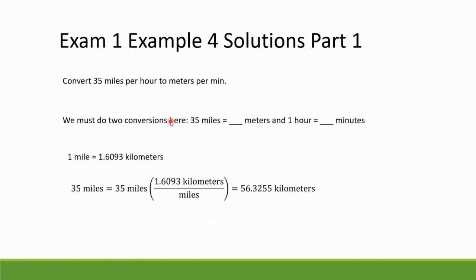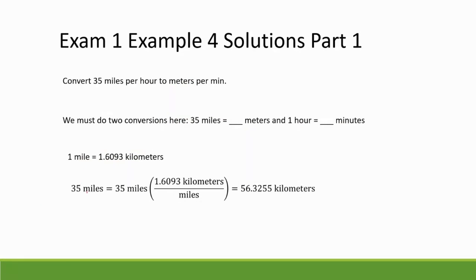Well, what do we do? Well, in the textbook, it's given that 1 mile is 1.6093 kilometers. That's what 1 mile is. Okay, well, if that's what 1 mile is, what would 35 miles be? Again, you could use a proportion if you want. I didn't do that here for time consideration. I just figured it'd be better to use the factor label method.